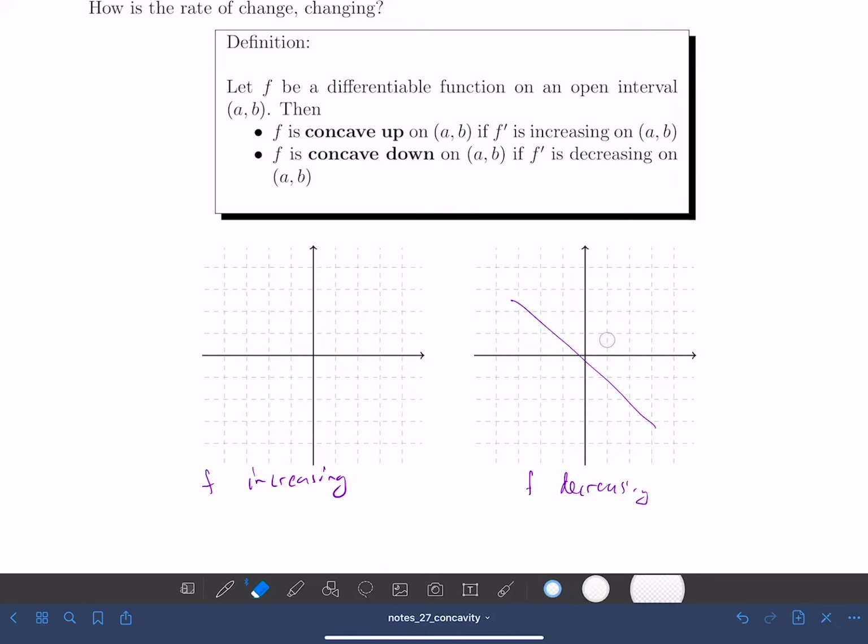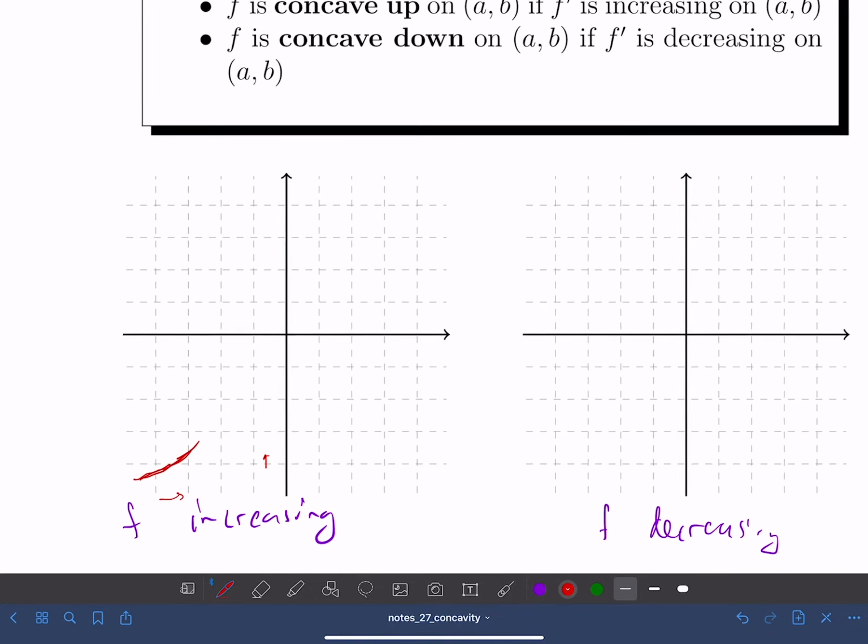So let me delete both of those lines. So if f is increasing, then as we move to the right, it must be going vertically up. That's what it means for it to be increasing. And it's doing so at an increasing rate. So it's getting more vertical toward infinity. And then if we let that keep going like that for a while, and then let's let it do this.